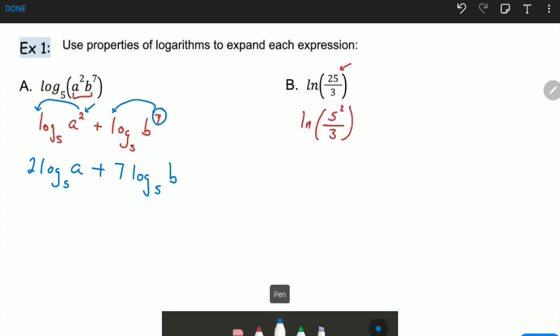And then because these two numbers on the inside of the logarithm are connected by division, we will use the quotient property of logarithms to separate and expand it into two logarithms of ln of 5 squared minus ln of 3, according to the quotient property. And lastly, because we do have an exponent with the 5, we will drop it down in front of the logarithm to be 2 ln of 5 minus ln of 3. And there we have it.